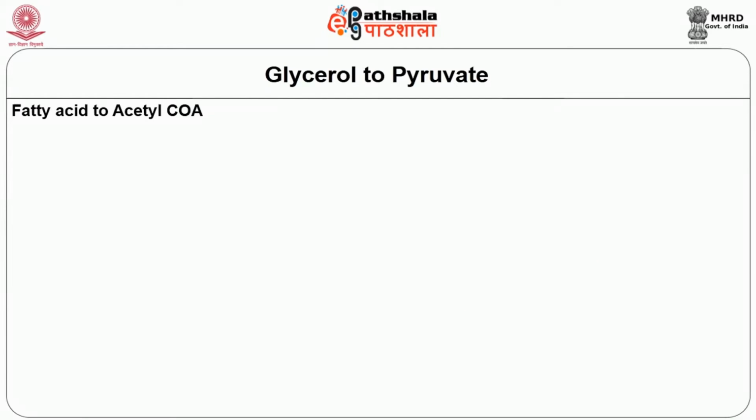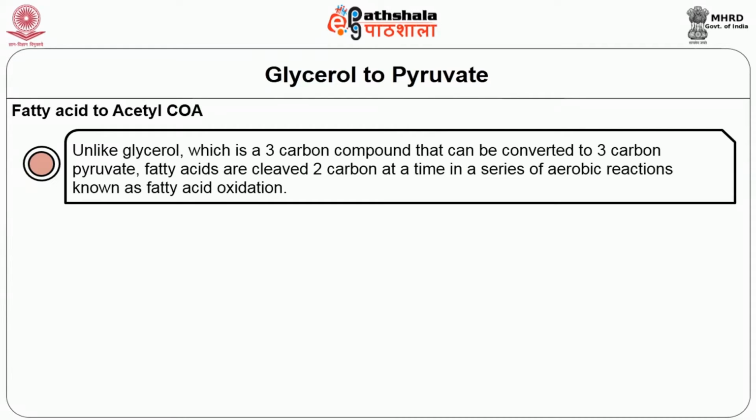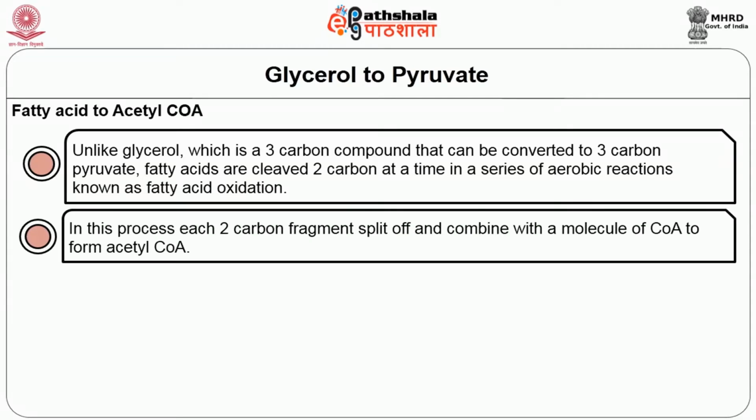Fatty acid to acetyl-CoA. Unlike glycerol, which is a 3-carbon compound that can be converted to 3-carbon pyruvate, fatty acids are cleaved to 2 carbons at a time in a series of aerobic reactions known as fatty acid oxidation. In this process, each 2-carbon fragment splits off and combines with a molecule of CoA to form acetyl-CoA.